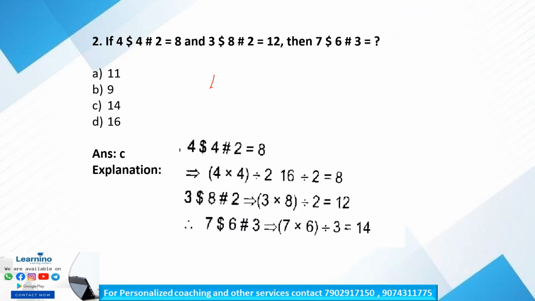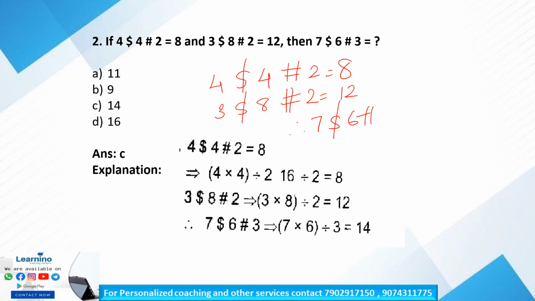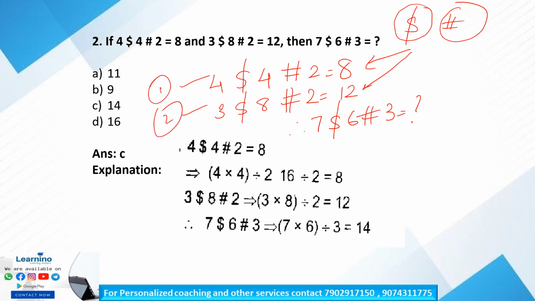If $4 hash 2 is equal to 8, $3 hash 2 is equal to 12, then $7 hash 3 is equal to what? This is the question. So we have to find the values for dollar and hash that correctly satisfy these two equations. The corresponding two equations are given. So we have to find the value of dollar and hash so that equation number 1 and equation number 2 follow. Hence, we will find the third equation also.